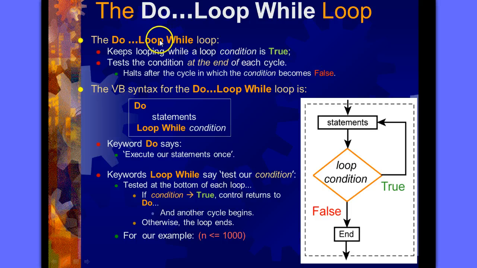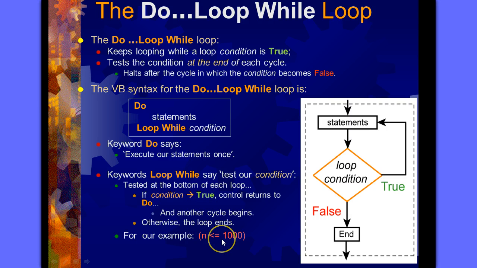If we had the while up here, do while loop instead of do loop while. But the do loop while halts after the cycle in which the condition becomes false. The VB syntax is this. The keyword do says execute our statements once. Keywords loop while says test our condition. Test it at the bottom of each loop. If the condition is true, it returns to the do and another cycle begins. Otherwise, the loop ends.